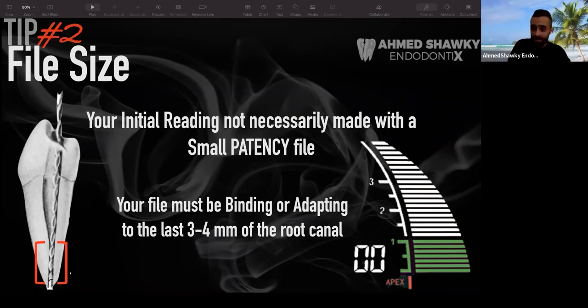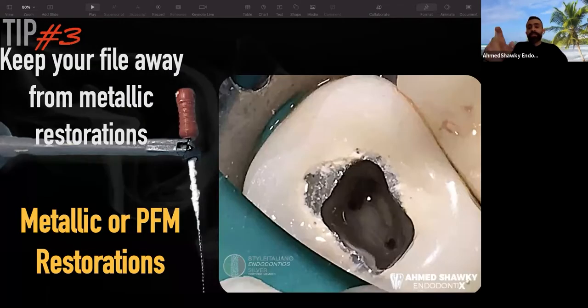When you feel this, you have to increase the file size until you feel a tactile sensation of apical binding, okay? The file is binding, not screwed in, but binding. You feel that the apical part of the root canal is holding the file to some extent. This is important in the last 3 to 4 millimeters of the root canal, okay?